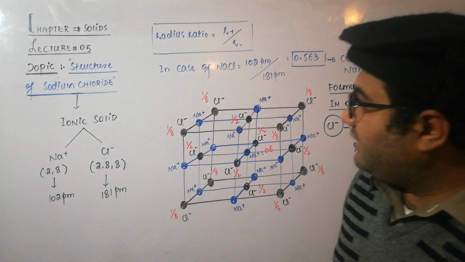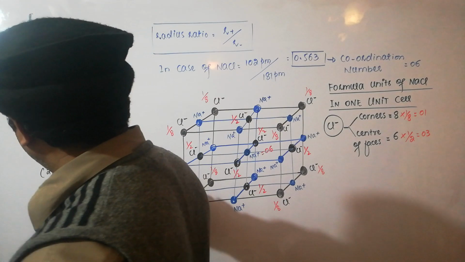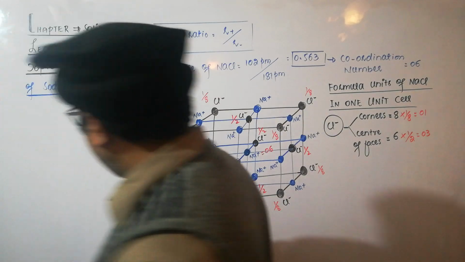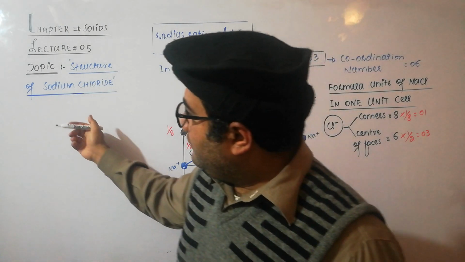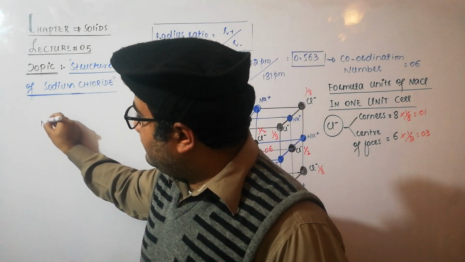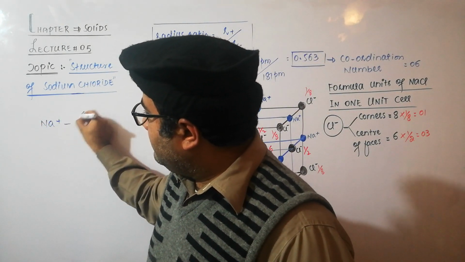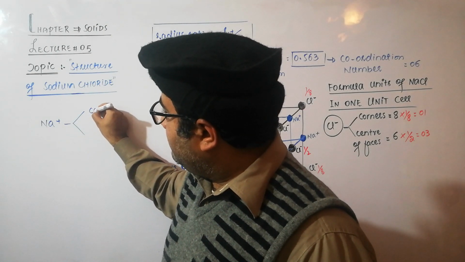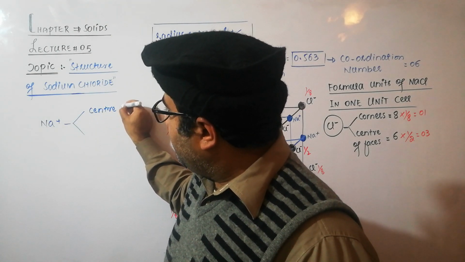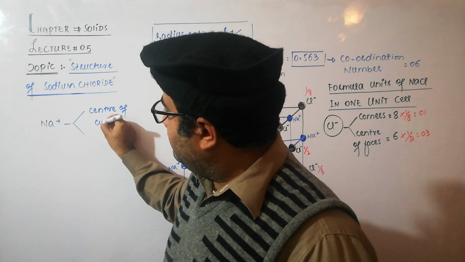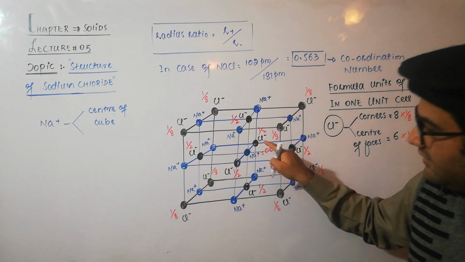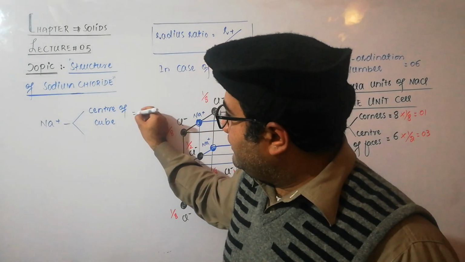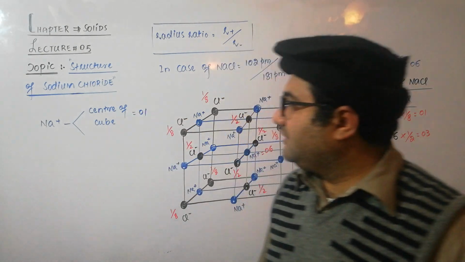Now let us calculate the sodium ions. How many sodium ions are present per unit cell? You know that the location of the sodium ions is the center of the cube. At the center of the cube, there is only one sodium. So there is one sodium at the center of the cube.